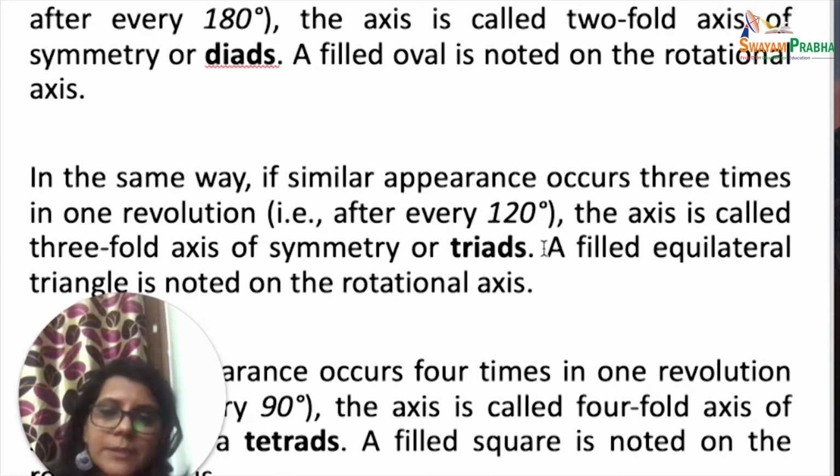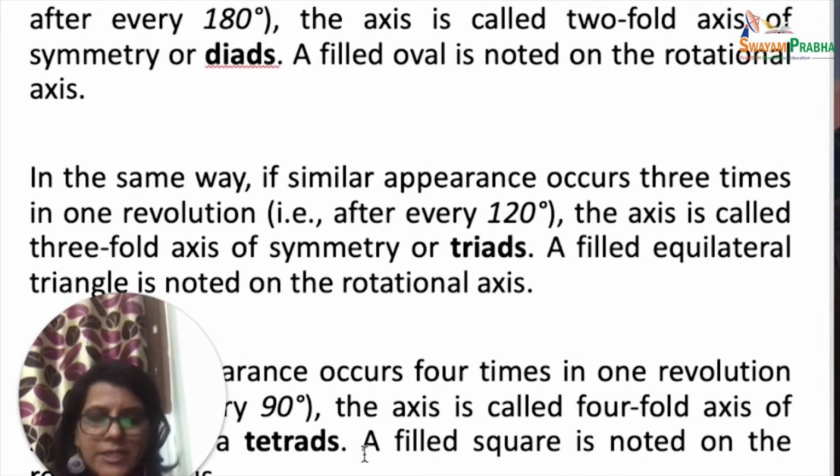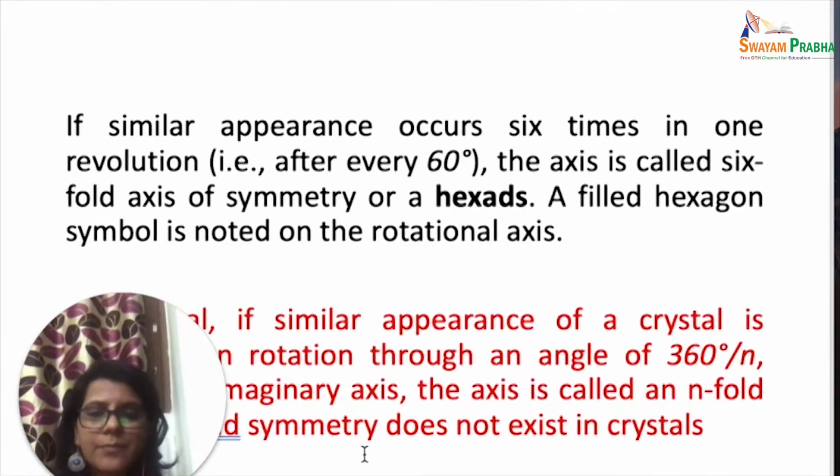Now, if the similar appearance occurs 4 times in one revolution, as in the previous case, that is every 90 degrees, the axis is called a fourfold axis of symmetry or tetrads. So dyads, triads, tetrads. If I talk about a square that we had taken as an example, it is said to have a fourfold axis of symmetry.